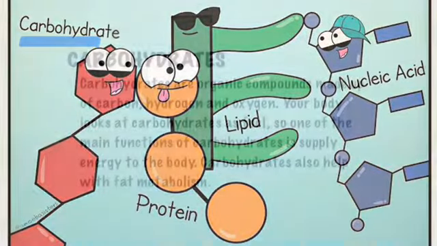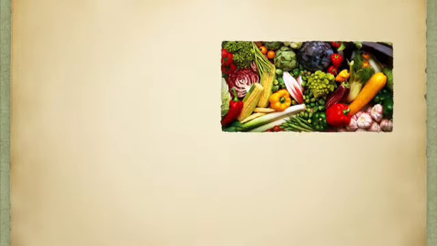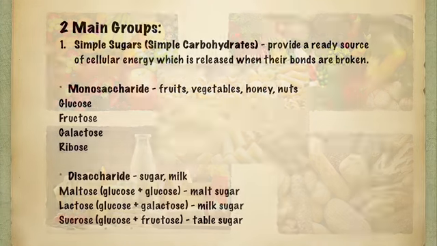First is carbohydrates. Carbohydrates are organic compounds made up of carbon, hydrogen, and oxygen. Your body looks at carbohydrates as fuel, so one of the main functions of carbohydrates is to supply energy to the body. Carbohydrates also help with fat metabolism. All cells and tissues in the human body need carbohydrates, especially the brain. You can also find carbohydrates in foods like vegetables, dairy products, fruits, bread, and pasta.